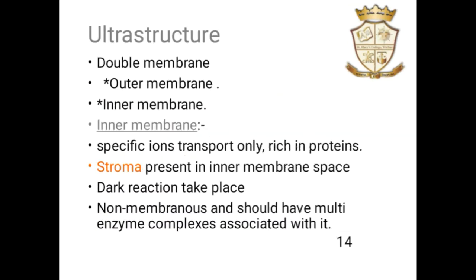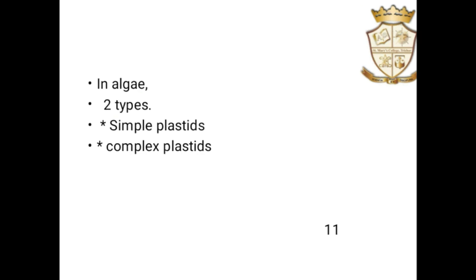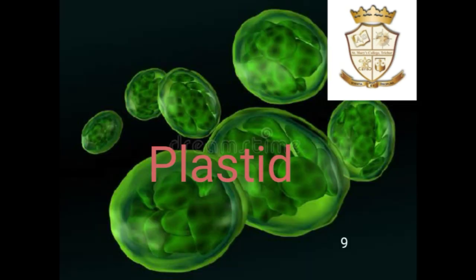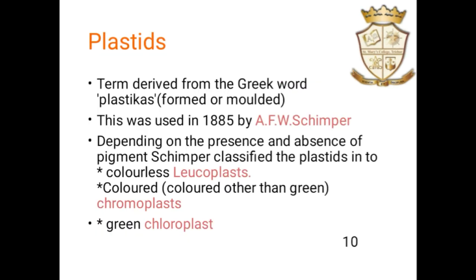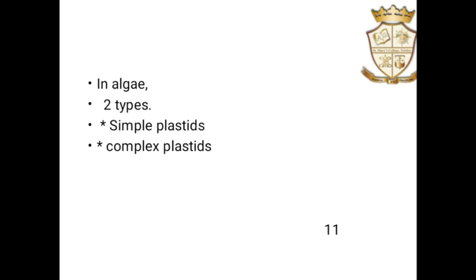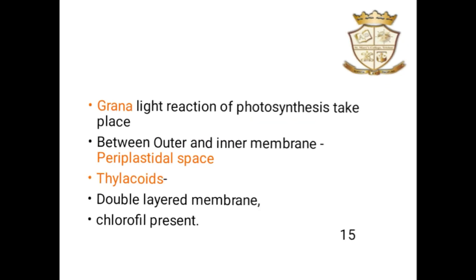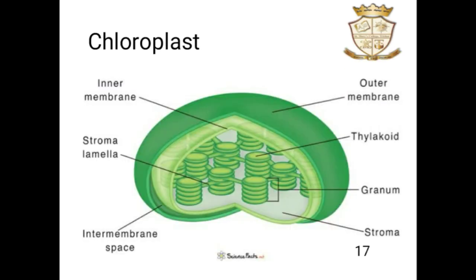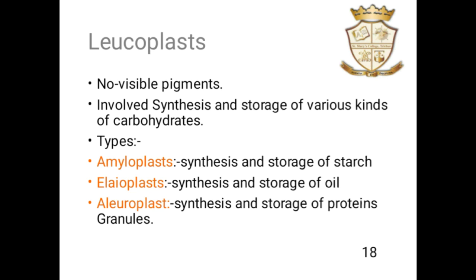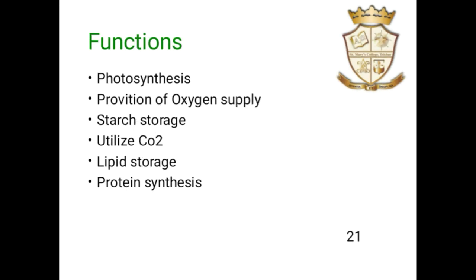Plastids are of three types, based on the presence and absence of pigment: leucoplast, chromoplast, and chloroplast. The leucoplast is further classified into three: amyloplast, elaioplast, and aleuroplast. And these are the important functions of plastids.